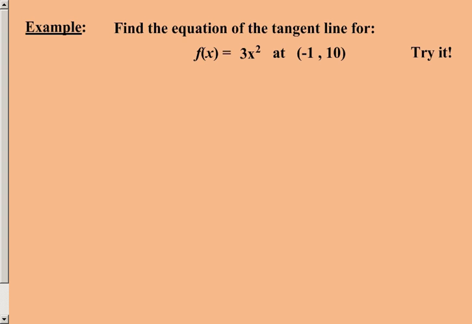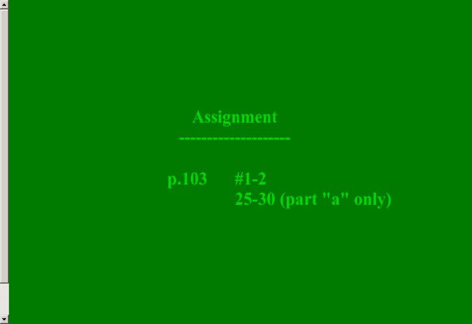Okay. The assignment that goes along with this particular lesson is on page 103, and the assignment is questions number 1 and 2, and then you have 25 through 30 doing only the instructions for part A for each of those 6 questions that are there, and that will be it.